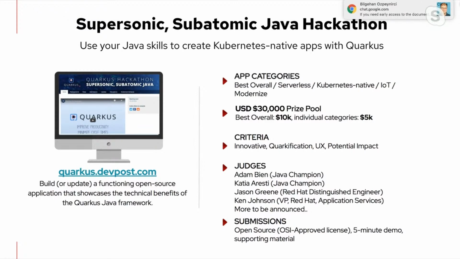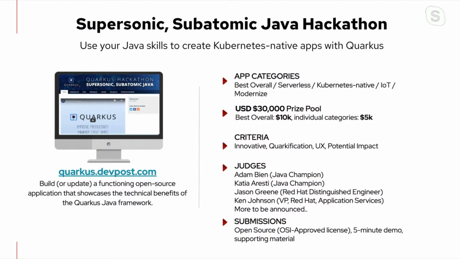Some of the judges we've got here are Adam Bean, who's a Java champion, Katya Aresti, who is also a Java champion, Jason Green, who is a Red Hat Distinguished Engineer and an important member of the Quarkus community, and Ken Johnson, who is VP of Red Hat Application Services. There are a few more we are waiting to announce; we're just waiting for final approvals. So look forward to that.